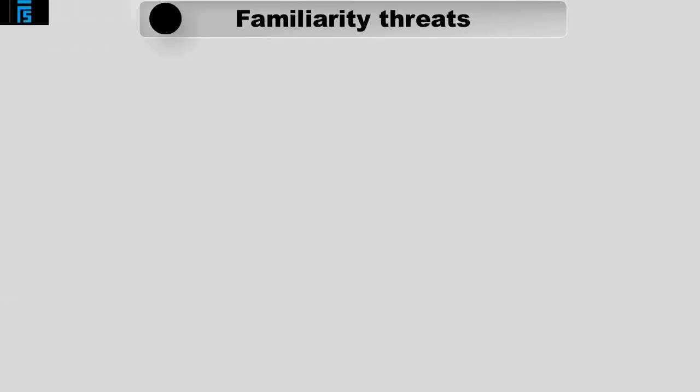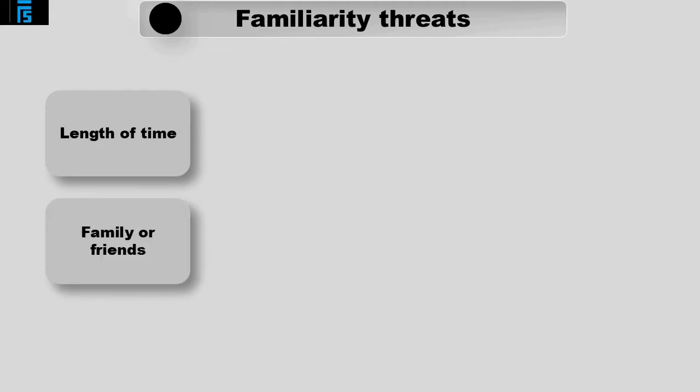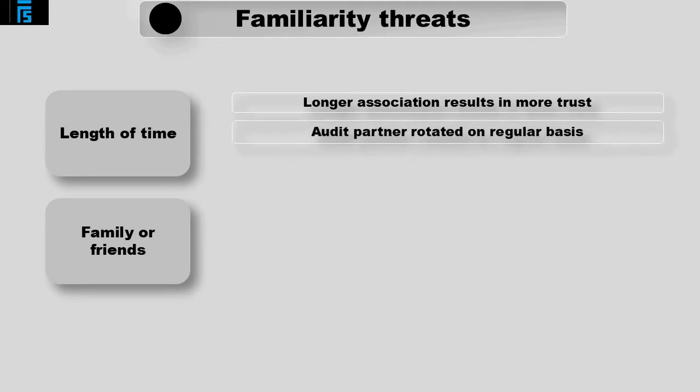Familiarity threats include the length of time the client has been at the audit firm and family or friends working for the client. The longer the audit firm has worked with a client, naturally the less objective and more trusting they can become. The audit partner who is responsible for the audit should therefore be rotated on a regular basis to improve objectivity. 7 years is currently the recommended maximum that an audit partner should be working with a client.